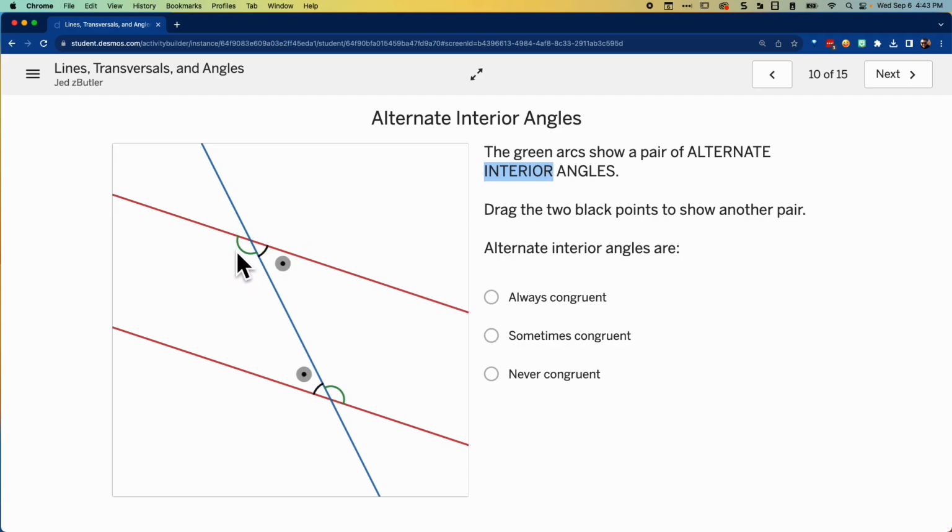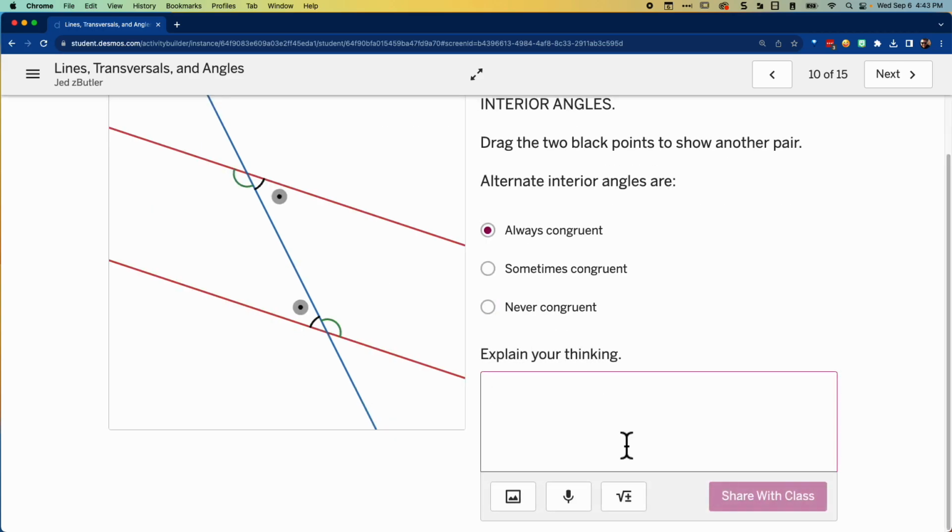And these look the same because the green are both big and the black are both small. I'm going to say always congruent because they both look the same size.